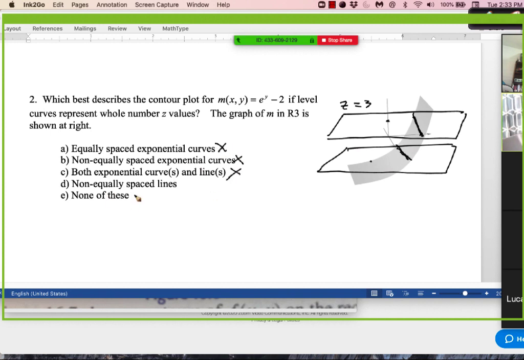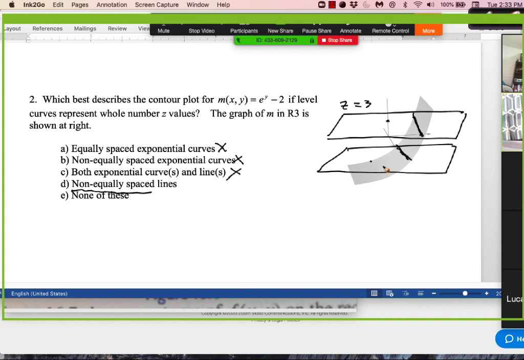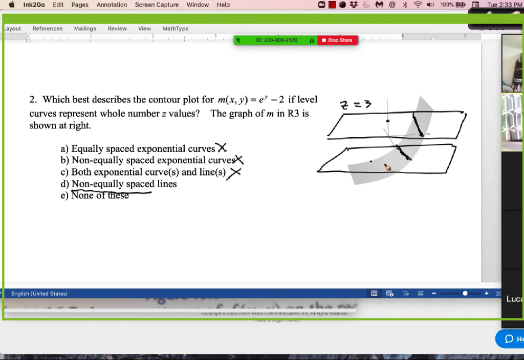So it's either non-equally spaced lines or none of these. Will they be non-equally spaced? Yes or no? It would be non-equally spaced because it's exponential. It'd be more clustered together around the bottom part, which is a bit more level to the plane. So where the surface is shallower, are they going to be closer together or farther apart? In my opinion, I think they would be a bit closer together. But then as you go up further, you're increasing more, so wouldn't that be farther?